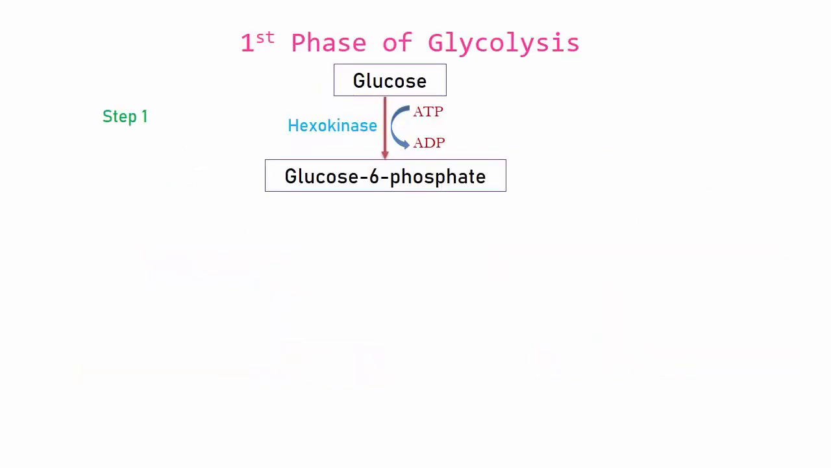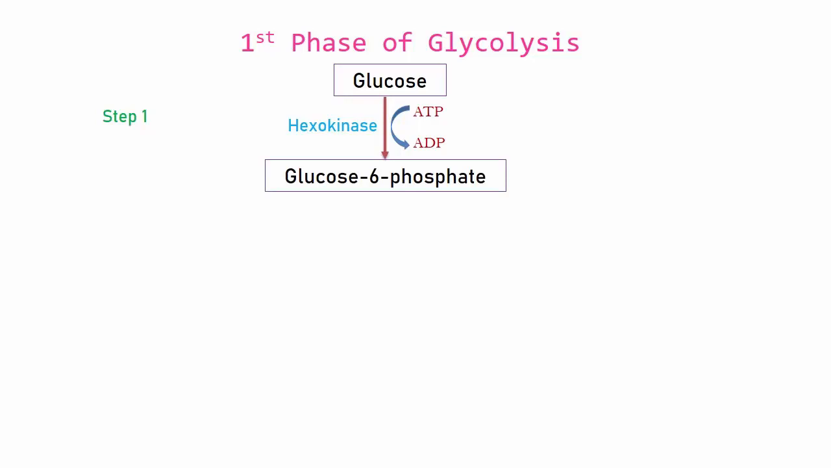Now, we will discuss the first 5 reactions involved in phase 1. We begin with the glucose molecule. The first reaction is a conversion of glucose into glucose 6-phosphate. The enzyme that catalyzes this reaction is called hexokinase. Why is this enzyme known as hexokinase?